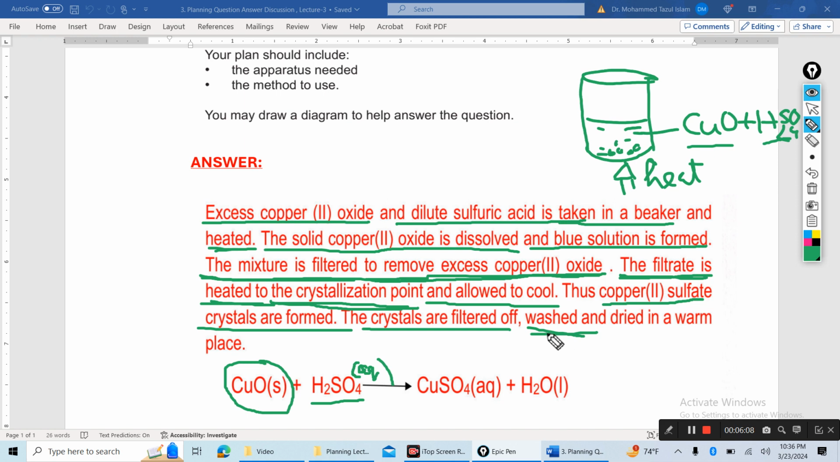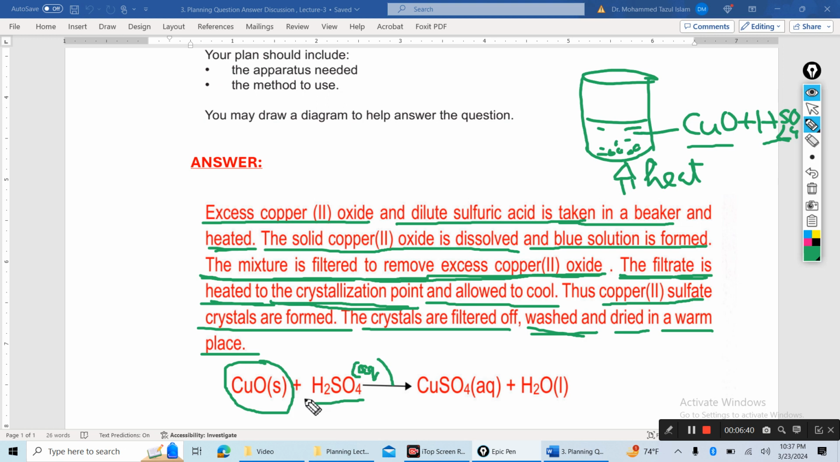Wash with cold water or distilled water and dry in a warm place. This is the drying method. Or you can write the crystals are filtered off, washed and dried in a warm place or between filter paper, or the crystals are dried on filter paper.